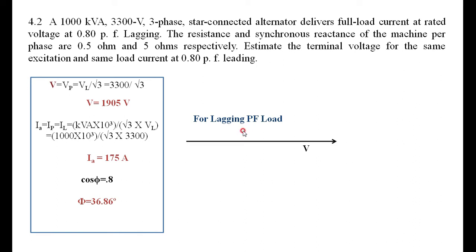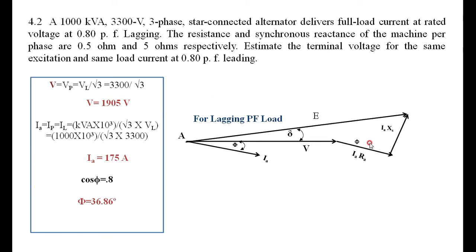First you have to draw the vector diagram for lagging power factor. This is your V. Then you have to add IRA, that is I is lagging V by an angle of phi. Add IRA, then IAXS, then what we are getting is E. This is angle delta what we are getting. Our intention is to find out the value of E.